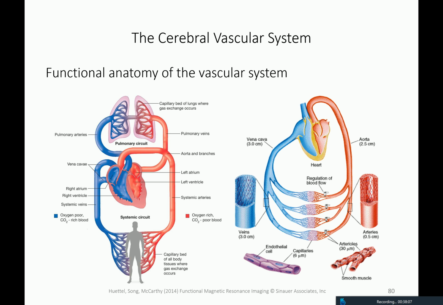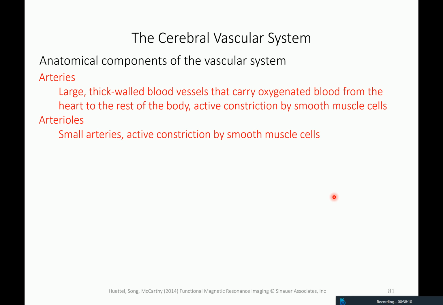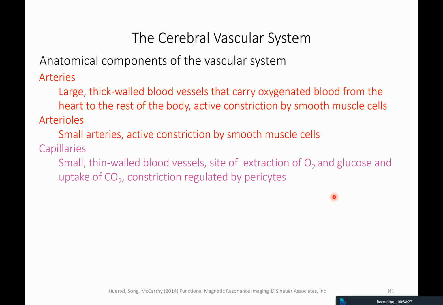So remember that there are different anatomical components. Going from large arteries, which have a lot of smooth muscle and can actually actively constrict, to small arterioles, which still can be constricted by smooth muscle cells, and then to the capillaries, where the O2 is extracted, and also the glucose is extracted, and CO2 can be taken up. They can also be constricted, but not by themselves, because they don't have smooth muscle cells anymore, but by pericytes, cells that regulate that.